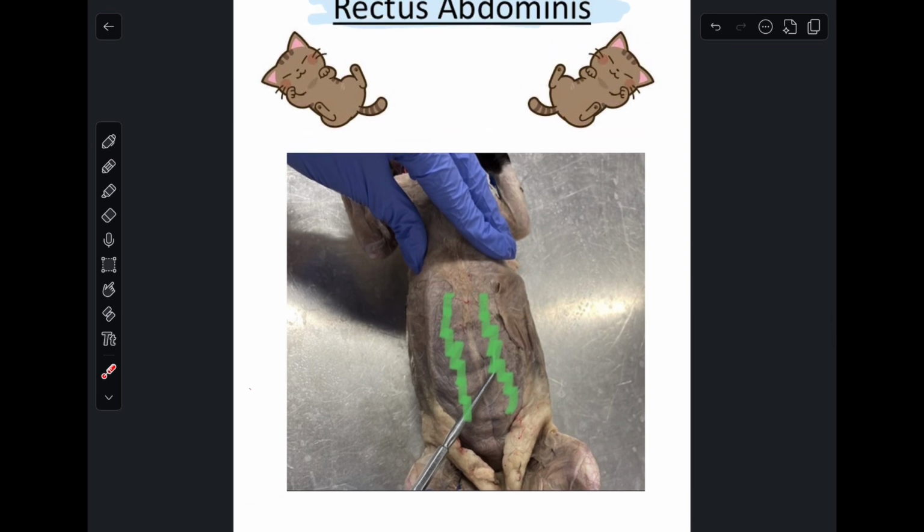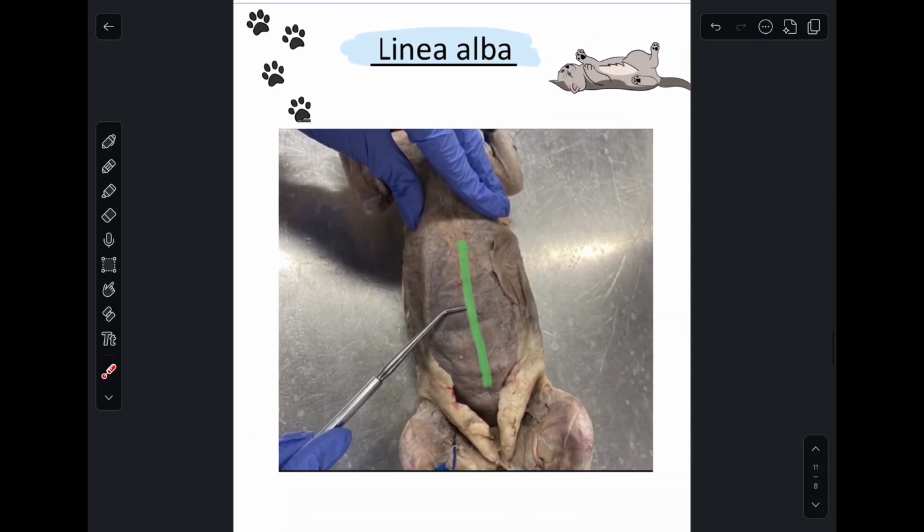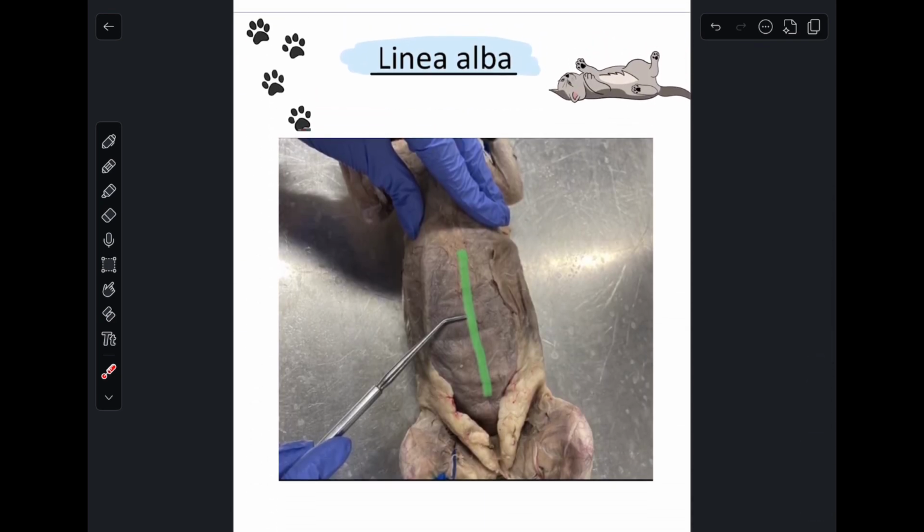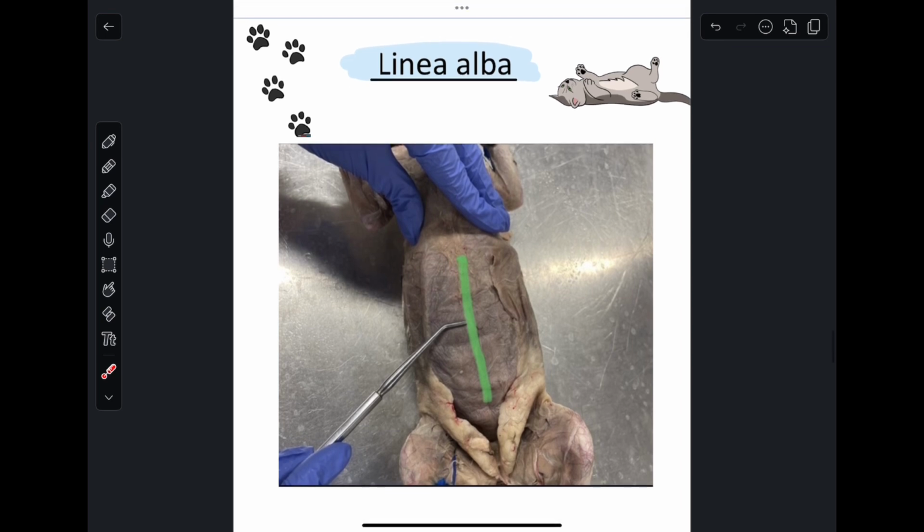Also, for this muscle in the cat, it has the same origin, the same insertion, and the same action as a human model, which would be the pubic symphysis for the origin, costal cartilages for the insertion, and also it works to flex the trunk. The next part of the rectus abdominis would be the linea alba, highlighted in the green. It's gonna be the line that separates the right side of the rectus abdominis and the left side. On the cat, also same. It looks the same as a human model.